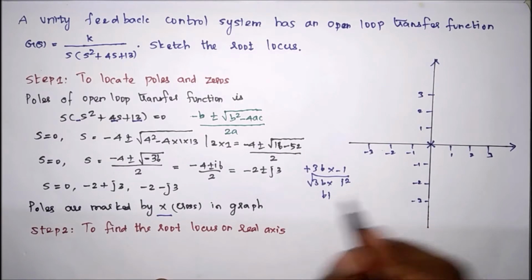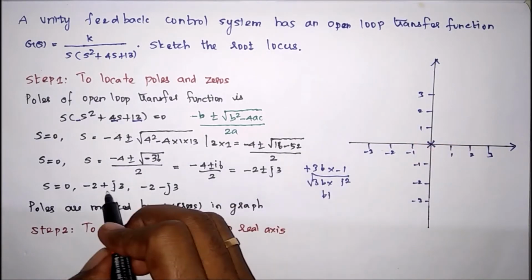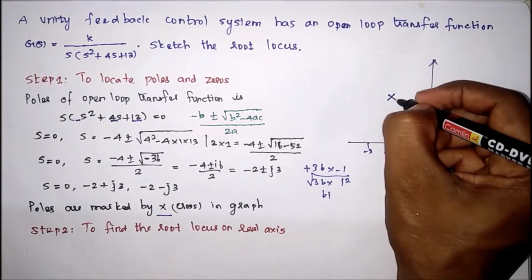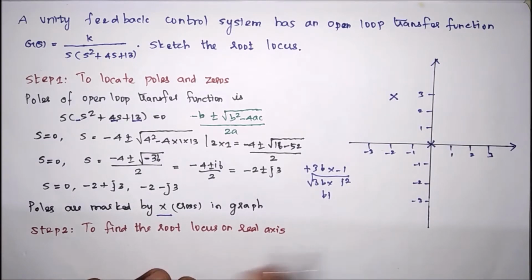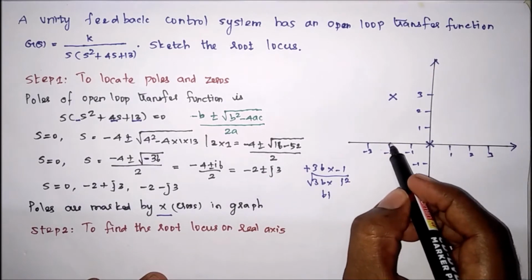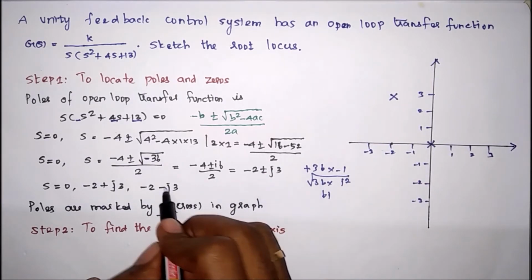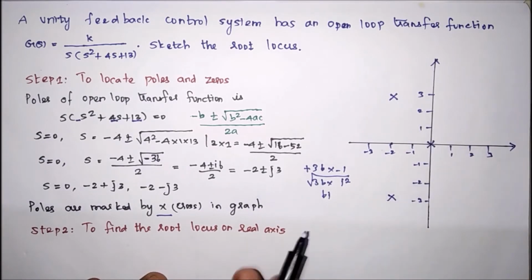So in this graph we have to mark. This is minus 2. Next plus j3. Therefore the second pole will come here, so we mark a cross. Then the third: the x-axis is minus 2, which means real axis minus 2. Then imaginary minus 3, imaginary axis minus 3. Therefore it will come here. So there are 3 poles here.